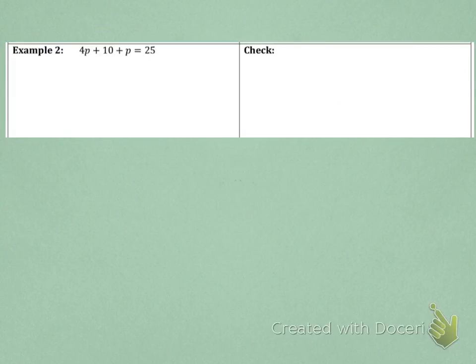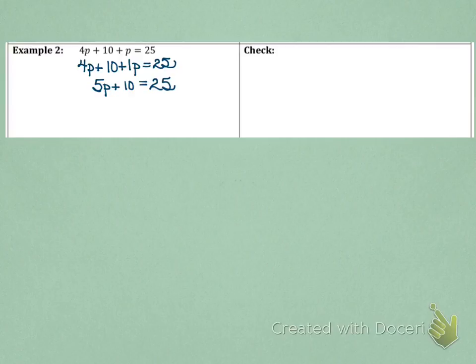Now let's take a look at example 2. We've got 4p plus 10 plus p equals 25. No subtraction to rewrite, so we can skip that step. The second thing you'll notice is we have three things this time on the left side of the equal sign, which is an indication that we have some like terms we can combine. P alone, let's add a coefficient of 1 in front of it, making this 4p plus 10 plus 1p equal to 25. And then what I can do is combine my like terms. I've got a 4p plus a 1p, that gives me 5p plus the 10 equal to 25.